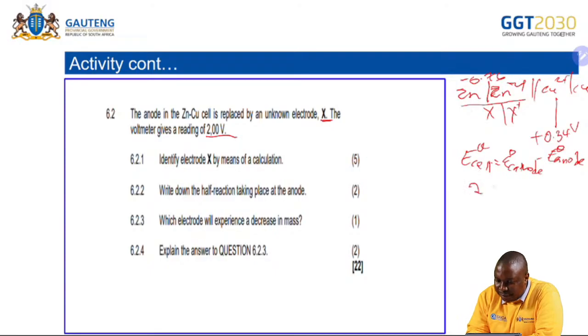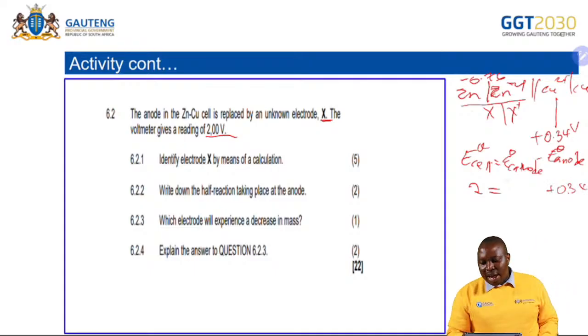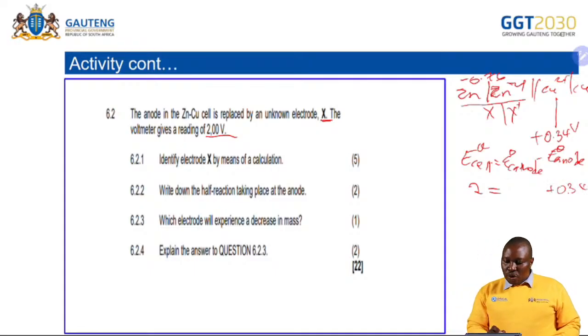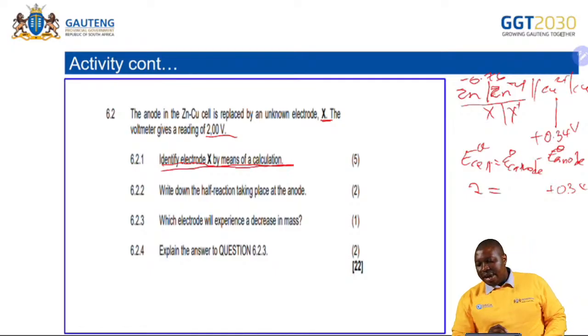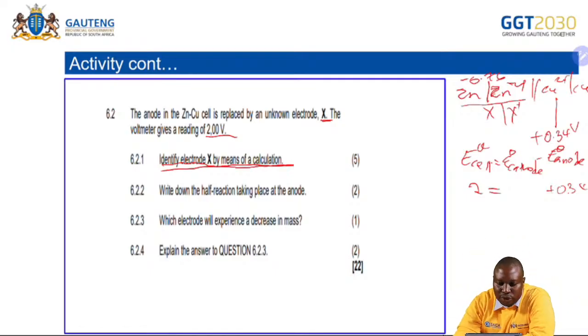E of a cell you are given is 2 volts. So you will write 2 there equals E cathode. You still are in this direction. Remember, they said identify the electrode by means of calculation. So you knew that this was 0.34. So you have the anode, which was 0.34. So there is change now. You are having 0.34 volts, but you no longer have that. So you have now to go to the table and identify the electrode X. What will be the name of this electrode as we do the question.